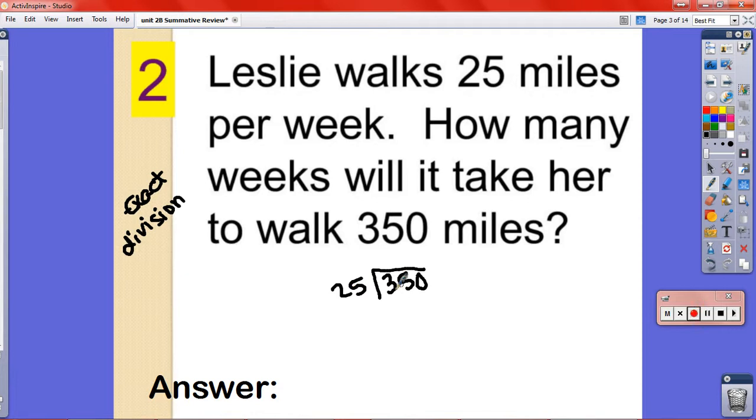So 25 doesn't go into 3, but it does go into 35 one time. 1 times 25 is 25. With 10 left over, bring down the 0, and we get 100. 25 goes into 100 4 times exactly. And voila, 14 weeks. So that's the second one.